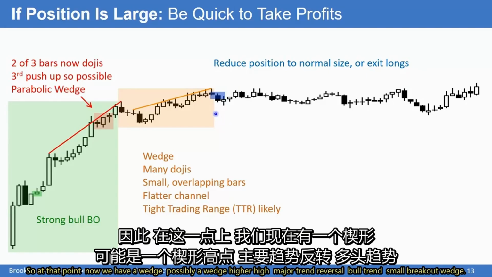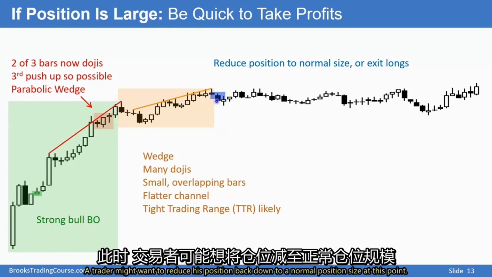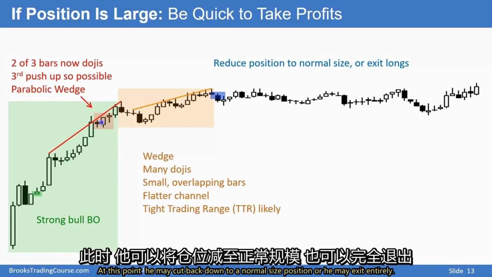So at that point, now we have a wedge, possibly wedge higher high, major trend reversal, bull trend, small breakout wedge. It's still a small pullback bull trend at this point, but it's no longer a breakout. A trader might want to reduce his position back down to a normal position size at this point. Had he bought here and then added here, so a double position, and then added here, so a triple position, at this point he may cut back down to a normal size position. Or he may exit entirely.